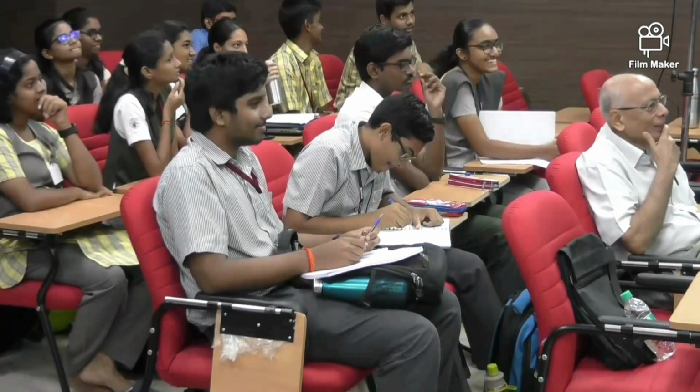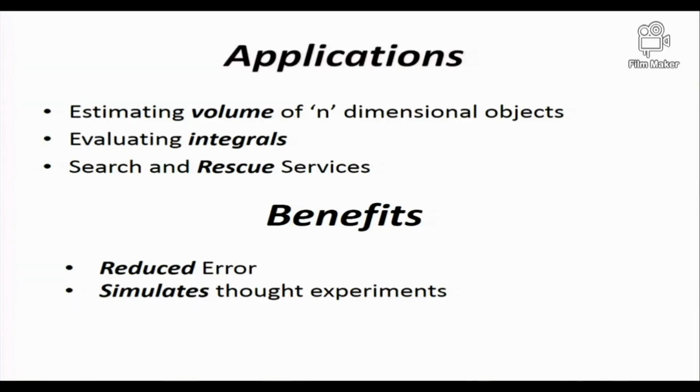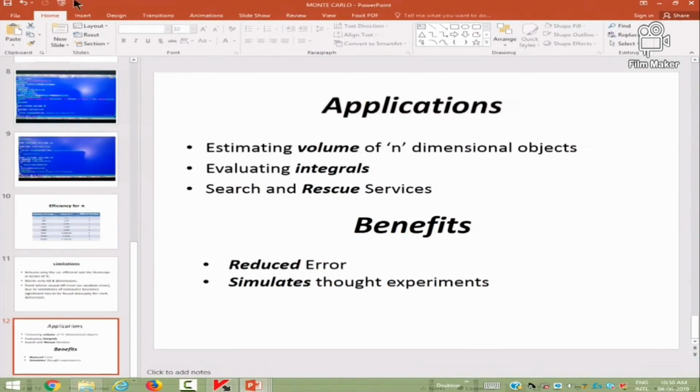Okay, so what is the benefit of this particular algorithm? Imagine doing the dart experiment manually, right? That's why you need this. Think about how many darts you have to throw, 8,951 darts to compute pi.